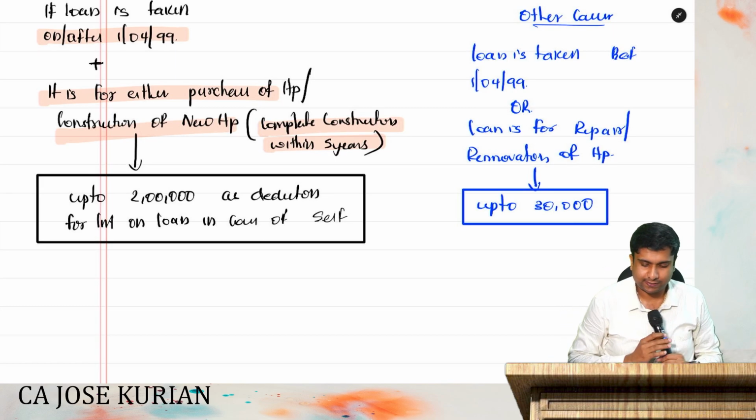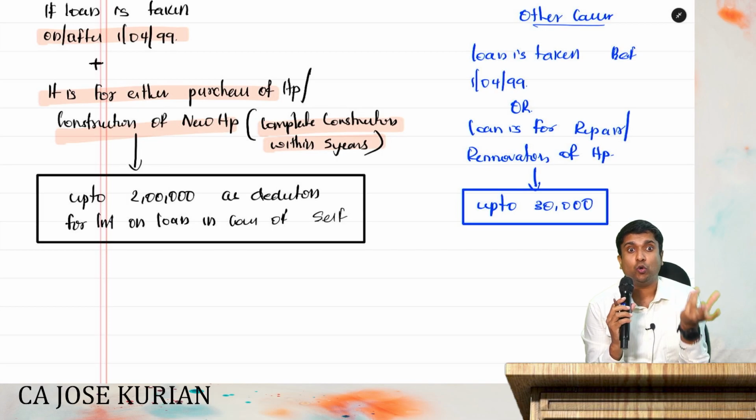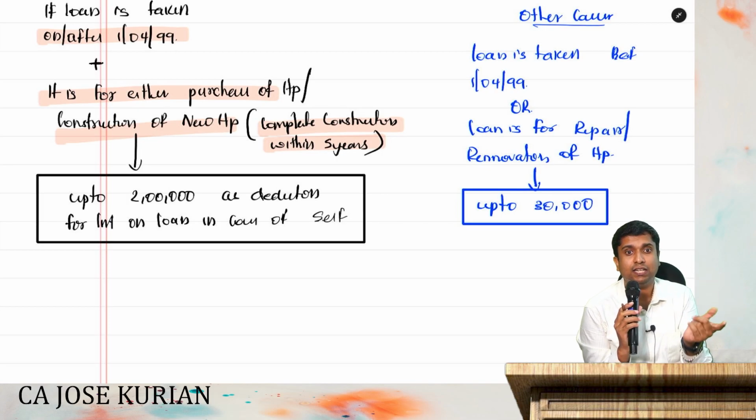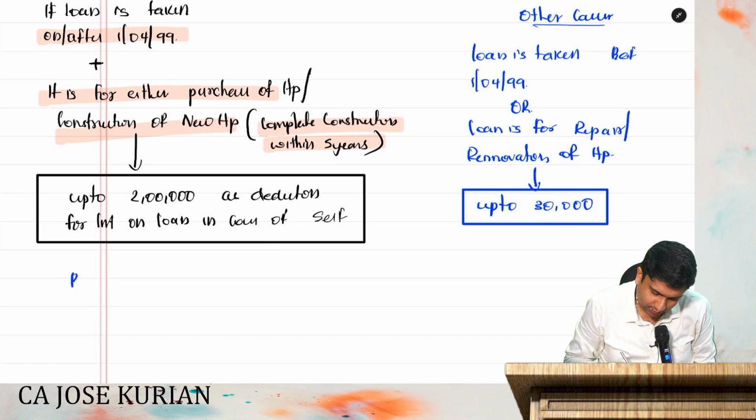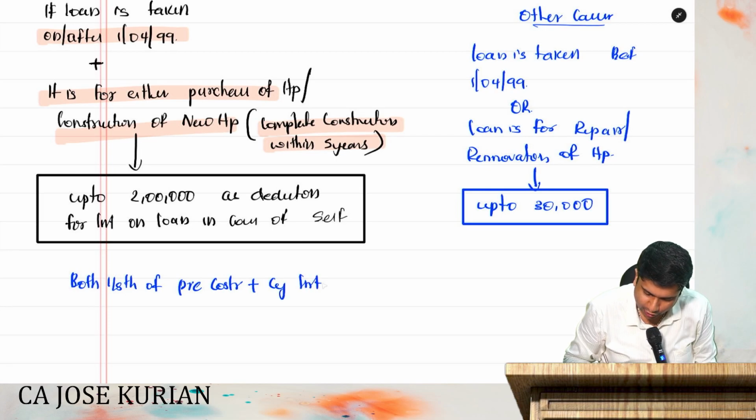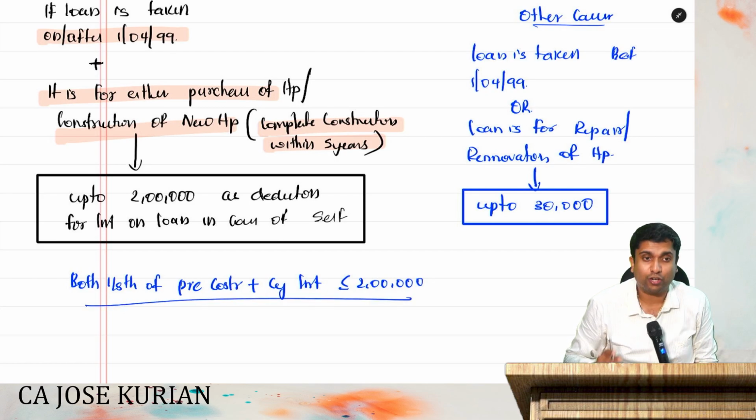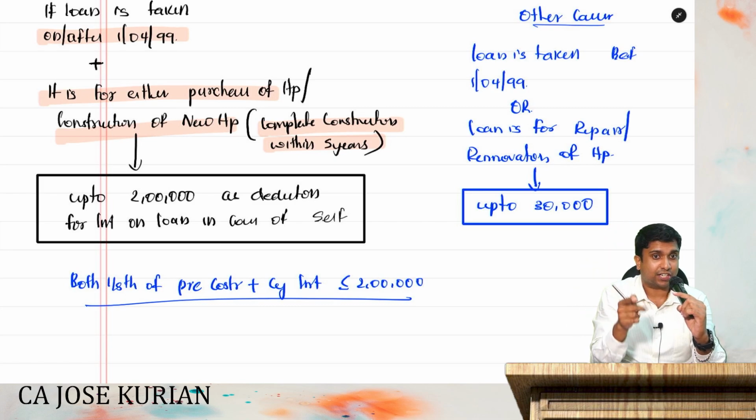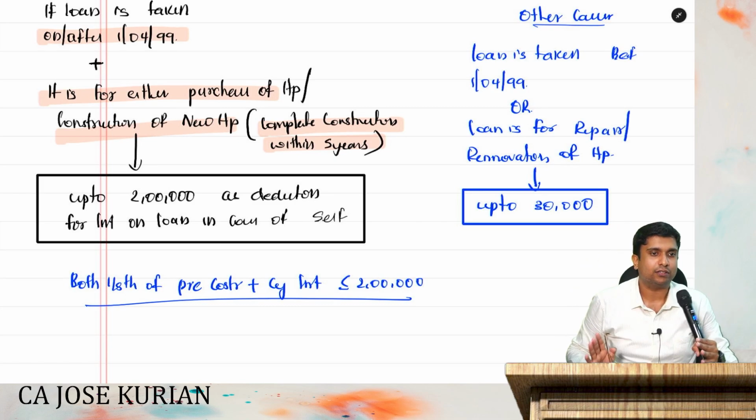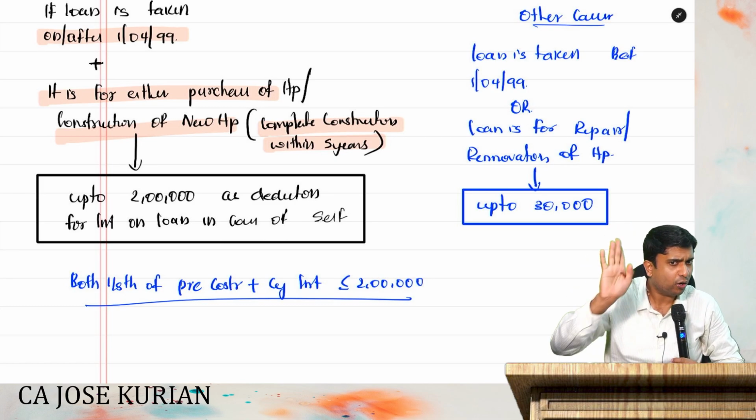The first thing is, in the case of a loan, there are two components: pre-construction interest and post-construction interest, where it is a construction. So the department says 1/5 of pre-construction plus current year interest should be less than or equal to 2 lakh. So this 2 lakh is not only for the current year. Current year plus 1/5 of pre-construction shall be a maximum of 2 lakh, not more than 2 lakh. Have you got what I said?